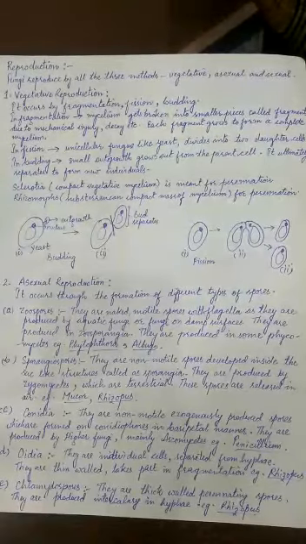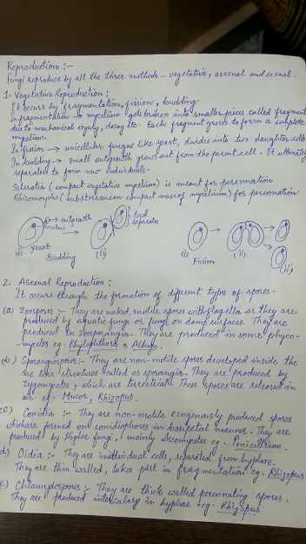Let's understand now regarding the reproductive methods found in the fungi. So fungi reproduce by all the three methods. One method is vegetative reproduction, second is asexual reproduction, and third is sexual reproduction. Now the vegetative reproduction occurs by fragmentation, fission, and budding. So we all know what is fragmentation.